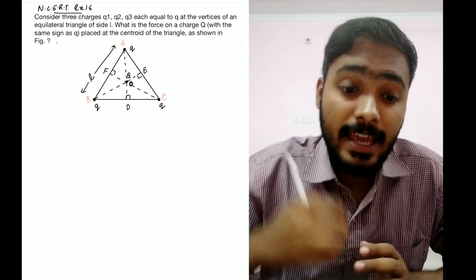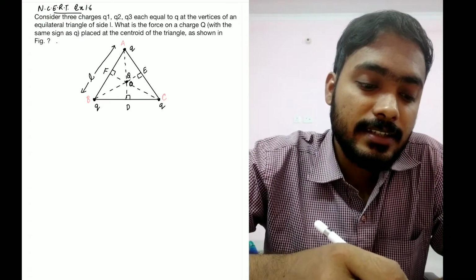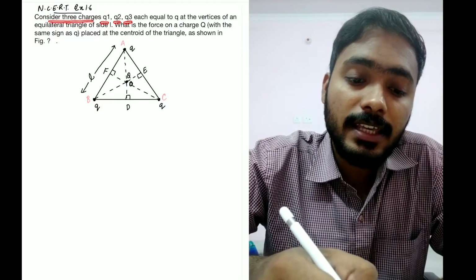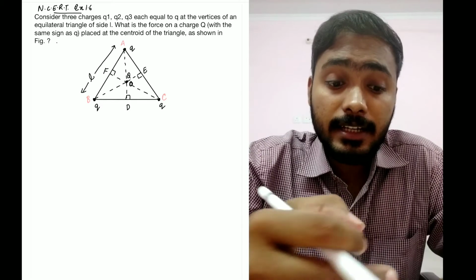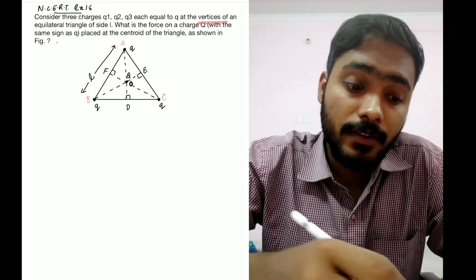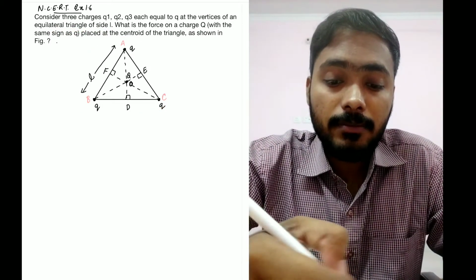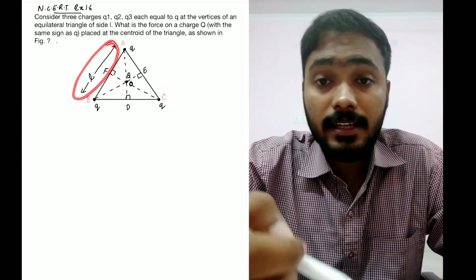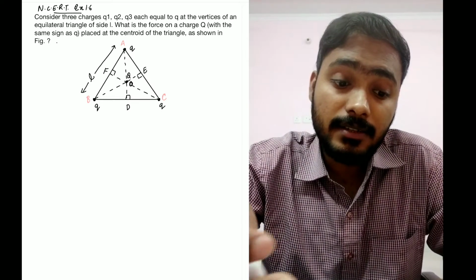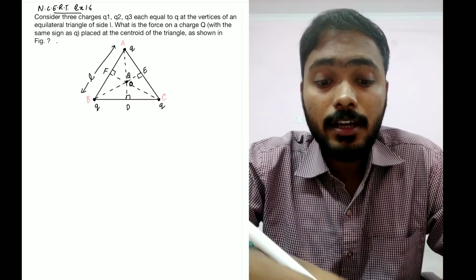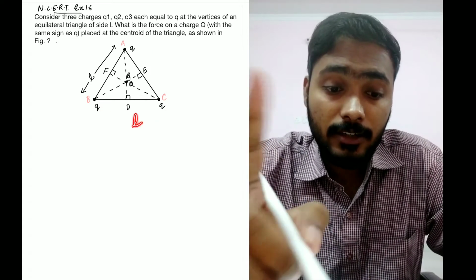This is NCERT example 1.6. The question says: consider three charges q1, q2 and q3, each equal to the charge q, placed at the vertices of an equilateral triangle of side L. In the figure you can see an equilateral triangle ABC, and the side of the equilateral triangle is L. An equilateral triangle means all three sides of the triangle are the same, so if L is for one side, that means AC is also L, and BC is also L. I hope that is understandable.